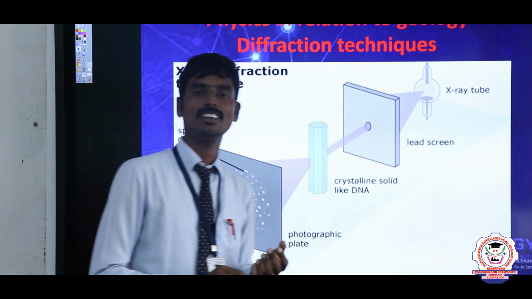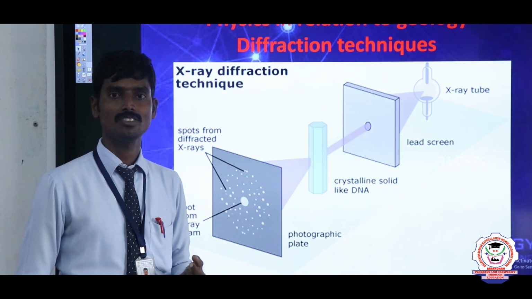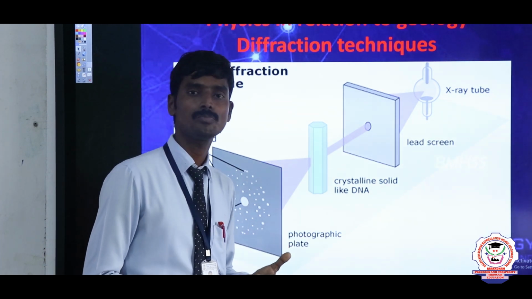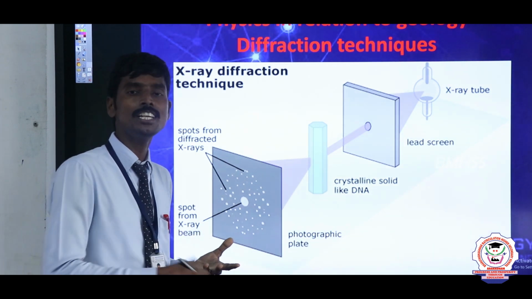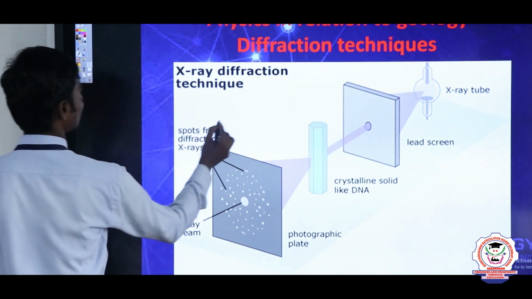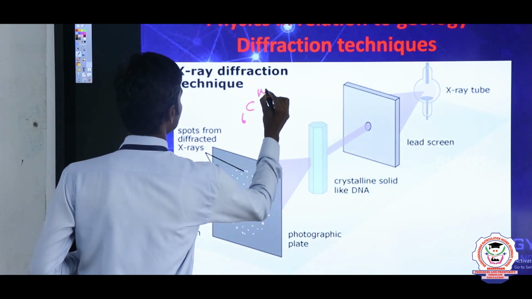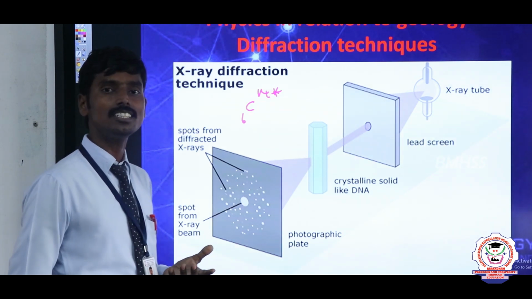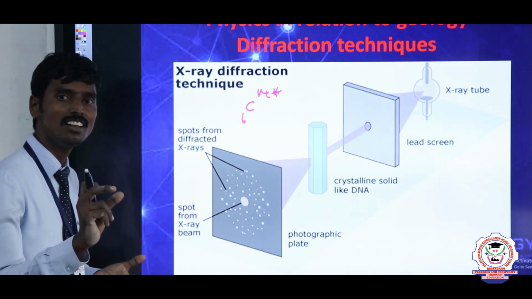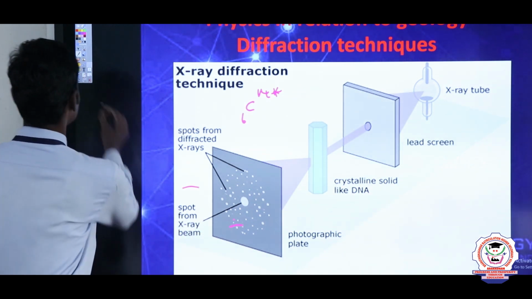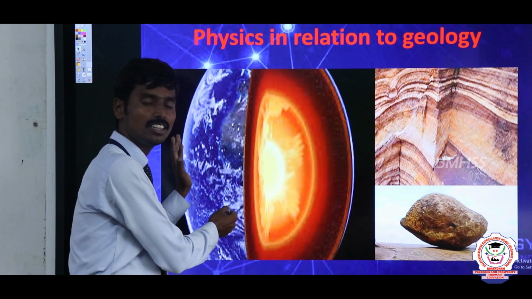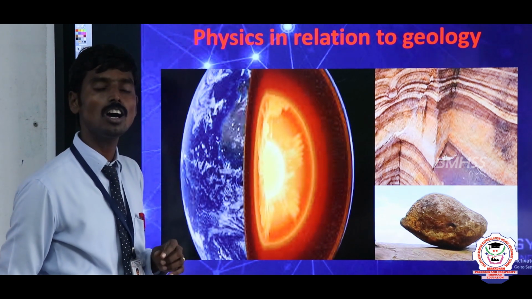Here in our physics principle, diffraction techniques are used in geology, for example, to study the structure of various rocks. And also radioisotopes. We know radioisotope carbon C-14 is used to find the age of the rock and fossil and the age of the earth, using radioisotopes like carbon C-14.